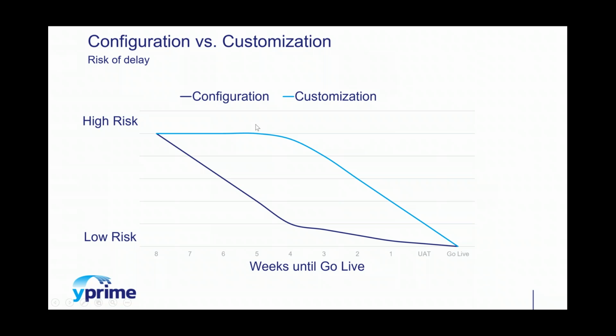Now, all of this also ties into risk, like we talked about before. If you have 8 weeks before your study is ready to go live, and you're still customizing and writing custom code at 4 weeks, you have a lot of risk. If you're using the Agile methodology with configurable software, you can see that your risk decays rapidly. And 4 weeks before your system is ready to go live, you have greatly reduced the risk of missing your timelines or going over budget.